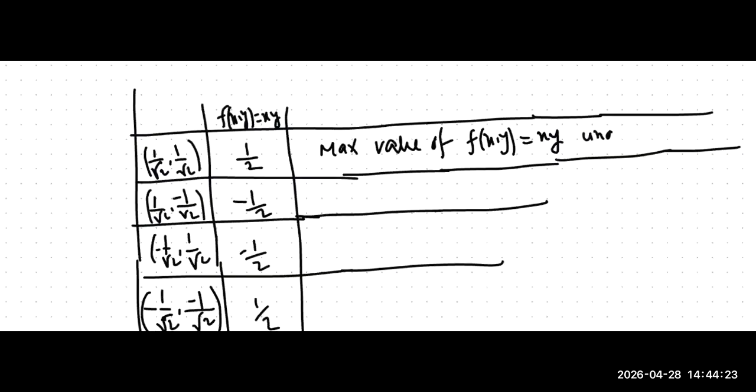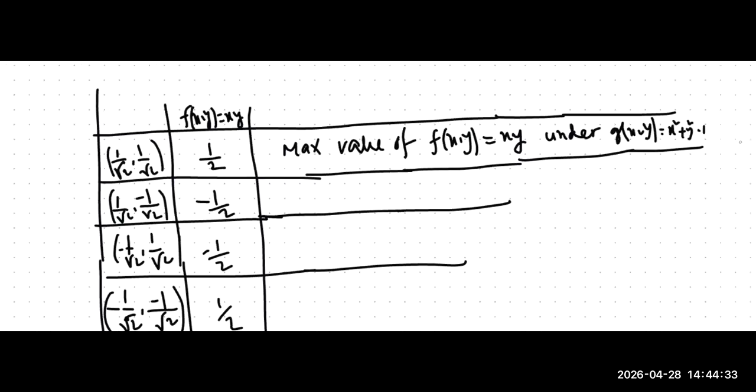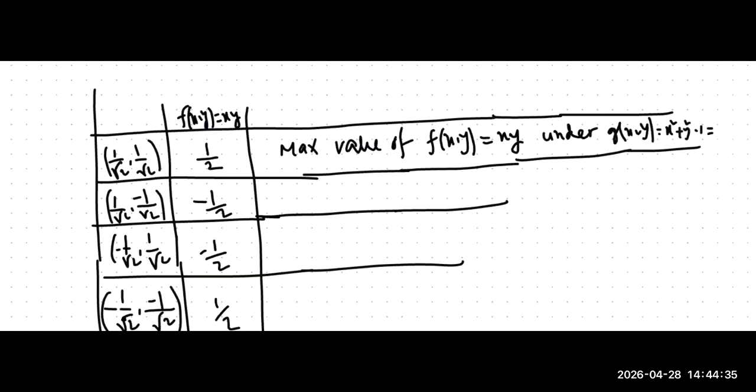Under g of x comma y equal to x square plus y square minus 1 equal to 0. So minus half is the lowest value out of these 4. So this minus half is the relative min quantity.